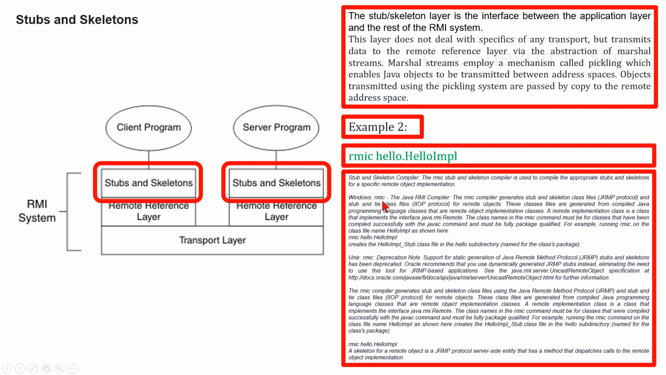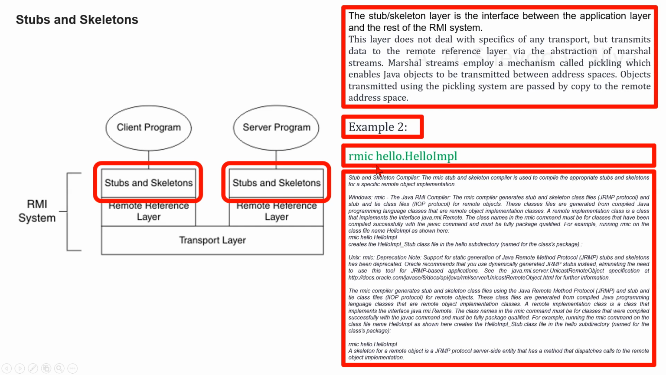For the Windows RMIC here, the Java RMIC compiler generates stubs and skeleton class files using the JRMP protocol, and stub and tie class files using the IIOP protocol for remote objects. These class files are generated from compiled Java programming language classes that are remote object implementation classes.